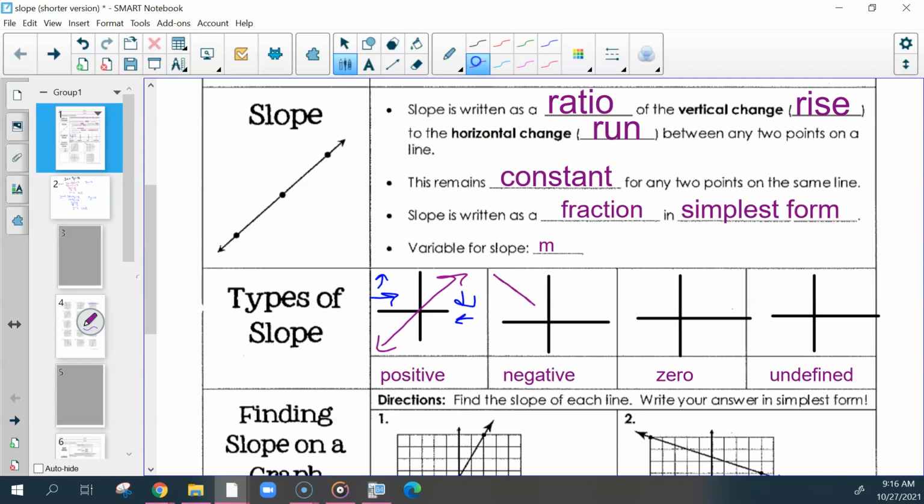Your negative would be the opposite. If I'm looking at this left to right, I would need to go down and then right. If I'm looking at it right to left, I would need to go up and then left. So when you have a negative slope, only one of your directions is negative, not both, because that would make it a positive.